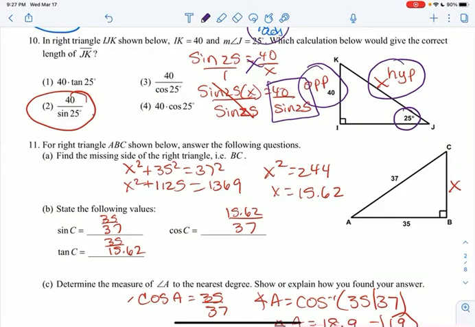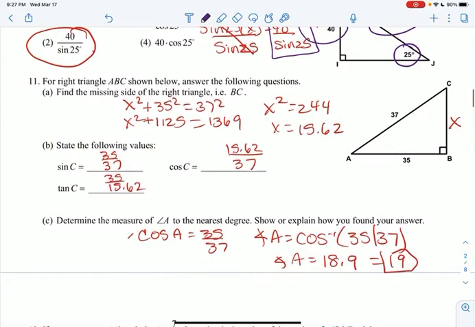11 wants me to find the missing side of that right triangle. So when I know two sides and I'm trying to find the missing side, that's when I'm using the Pythagorean theorem. So x squared plus 35 squared equals 37 squared. You can see I did that out. I'm going to subtract, and then I take the square root of 244, which is 15.62.